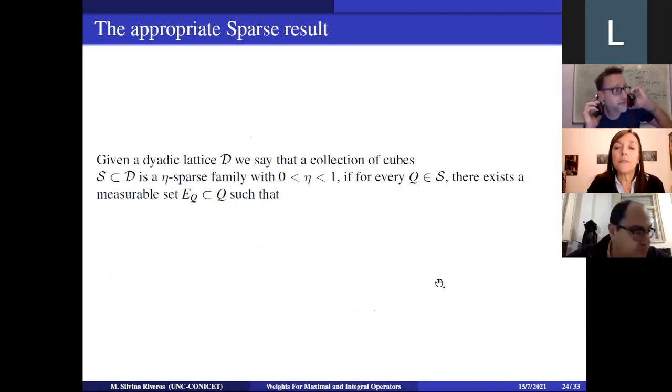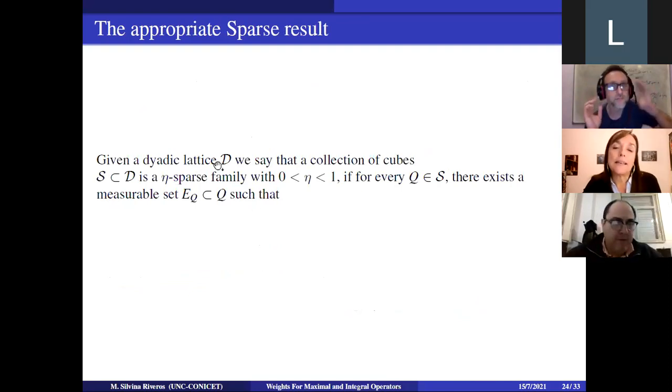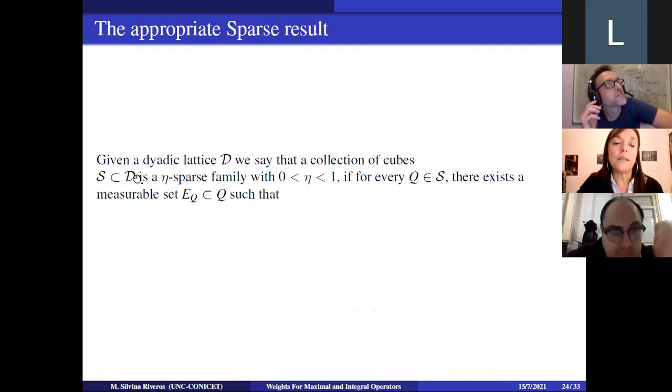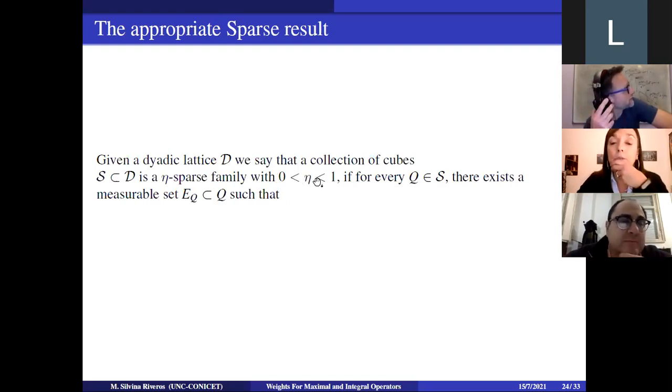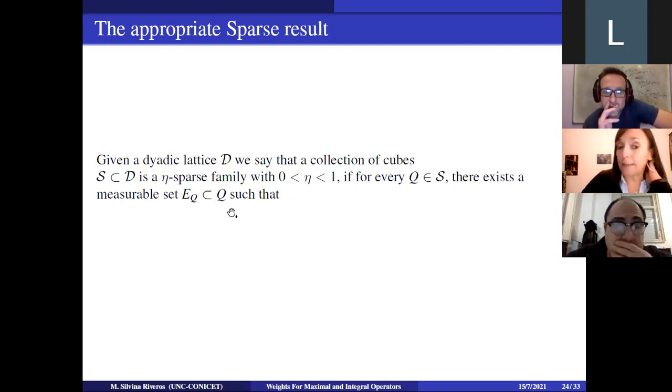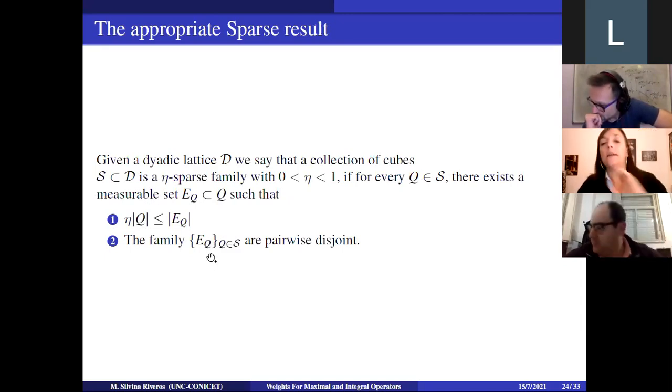Before the first theorem, we will have to recall what it means, if we have a dyadic lattice D, that a collection of cubes Q is a sparse family, an eta-sparse family. It means there exists a number eta between 0 and 1, such that for every cube Q in S, there exists a measurable subset E sub Q that satisfies this measure relation between E sub Q and the cube Q, and these E sub Q are pairwise disjoint.